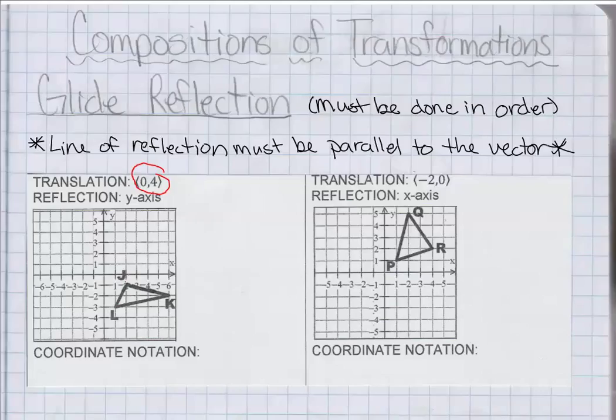So J will go 1, 2, 3, 4. So this will become my J prime. K will go 1, 2, 3, 4. So this will become my K prime. And L will go up 1, 2, 3, 4. And this is my L prime. And then connect the dots.